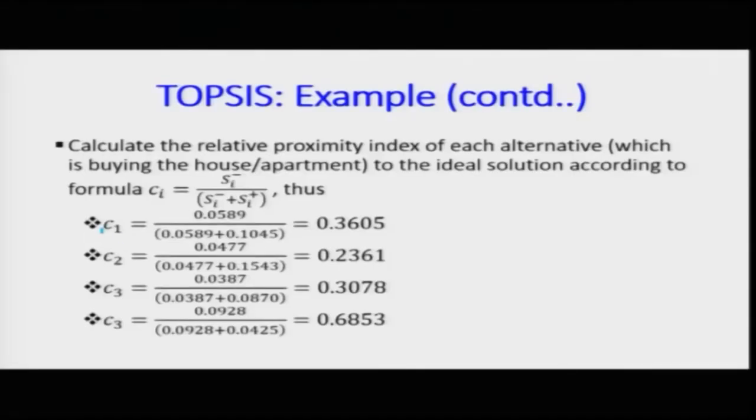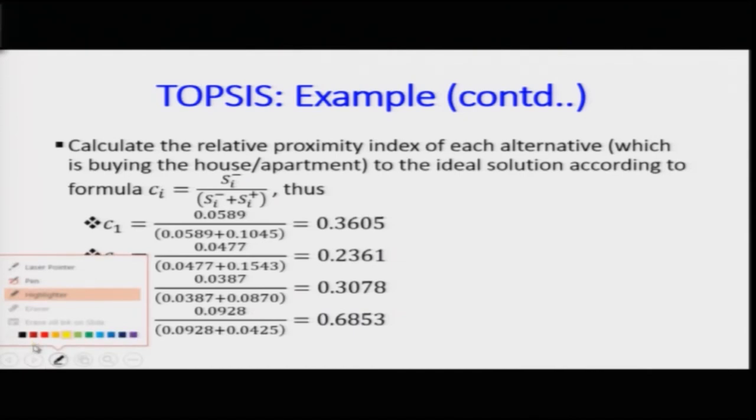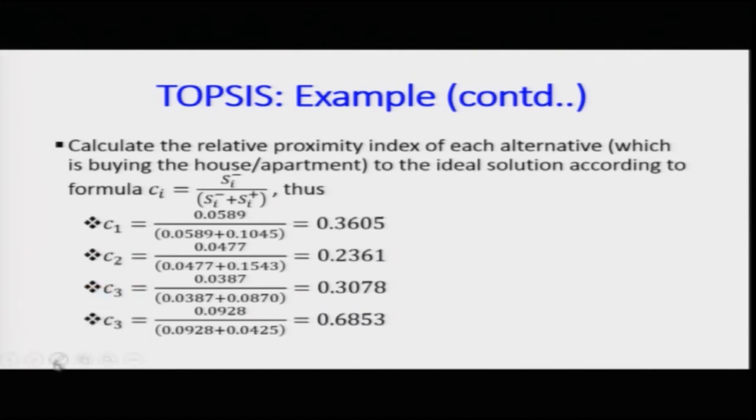So, I have basically C1, C2, C3, C4. These S values were already given. So, if you remember this, I'll highlight it. Now, let me do the writing again. Whatever I have said, if I write it down, it will be easy for us to understand.